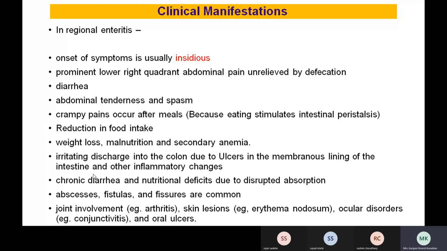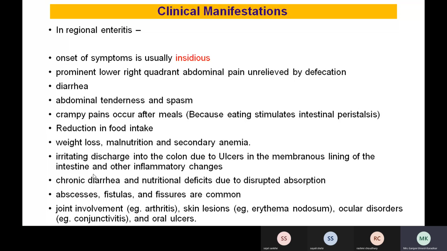See, now malnutrition and weight loss, why is this occurring? Because this is affecting the intestine, where both digestion and absorption of the nutrients take place. So your nutrients are not getting absorbed. That's why the patient will start losing weight, and after a few months or a period of time, the patient will go into malnutrition and also secondary anemia. It is called secondary anemia, secondary meaning because of the enteritis.